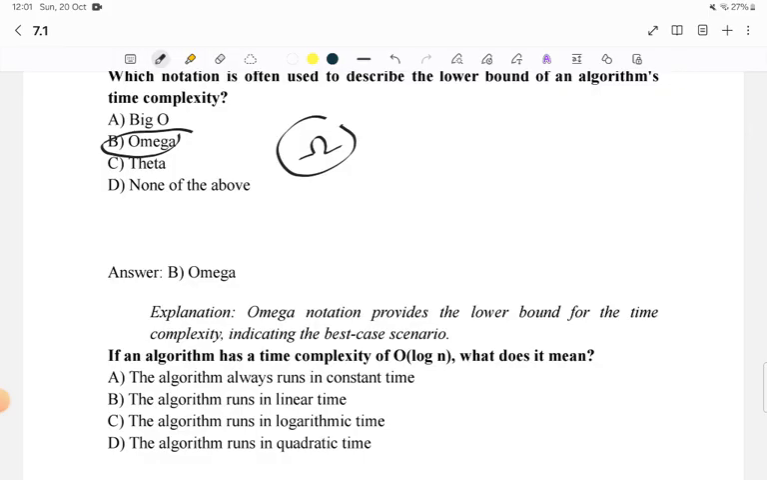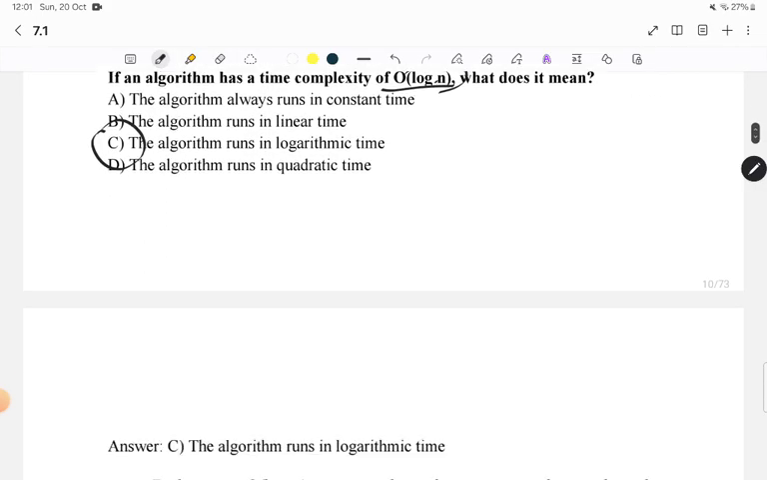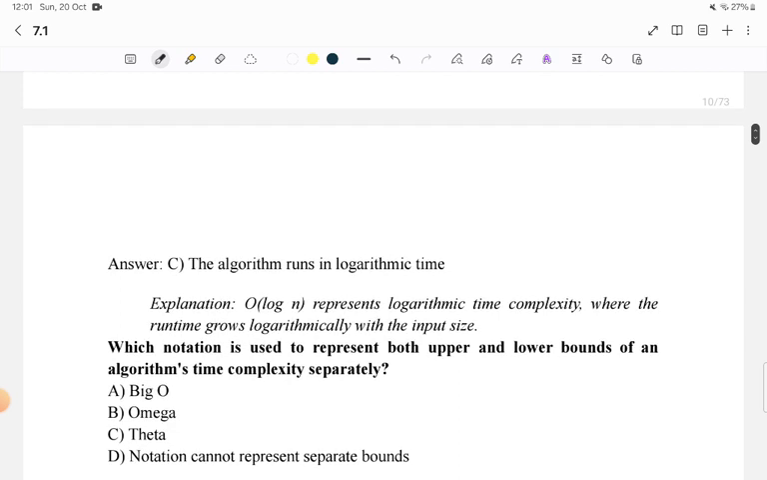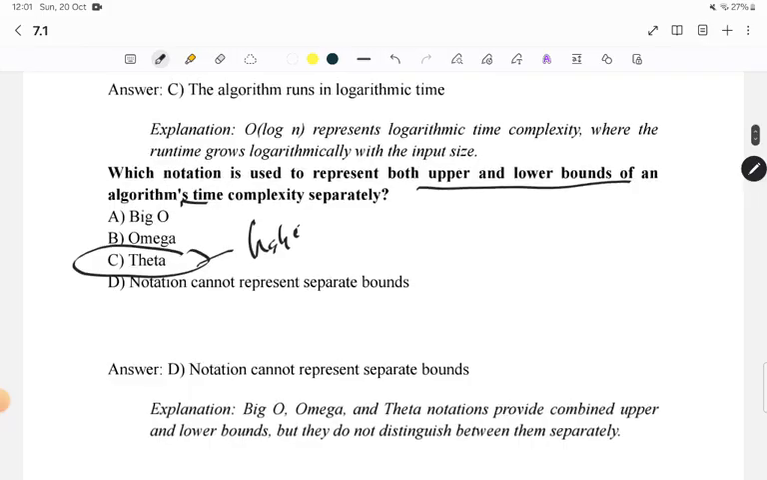If an algorithm has a time complexity of big O of log n, what does it mean? I already told you, if log comes, it means it runs in logarithmic time. Next one. Which notation is used to represent both upper bound and lower bound of algorithm time complexity? Both upper bound and lower bound, or tight bound, is given by the theta notation.